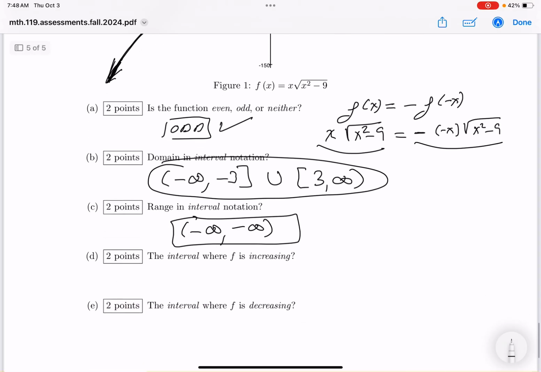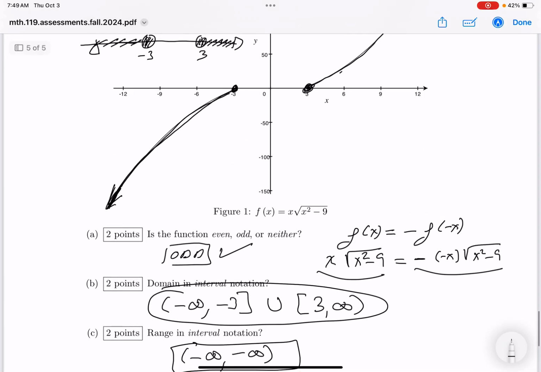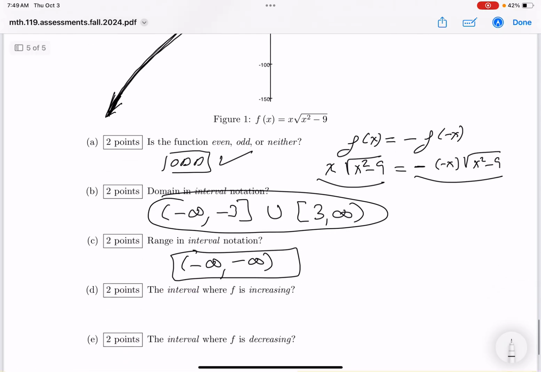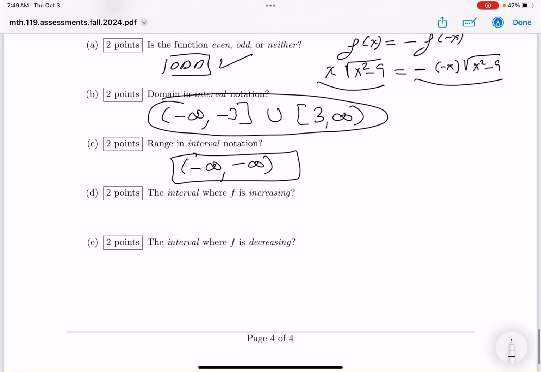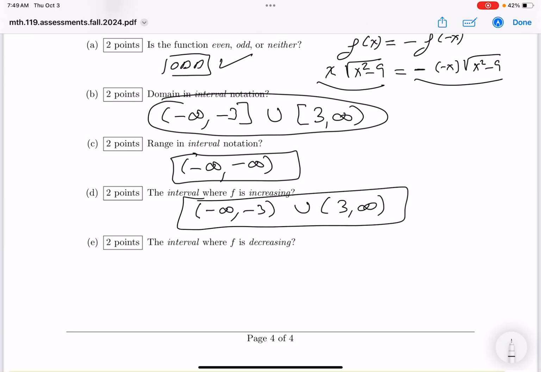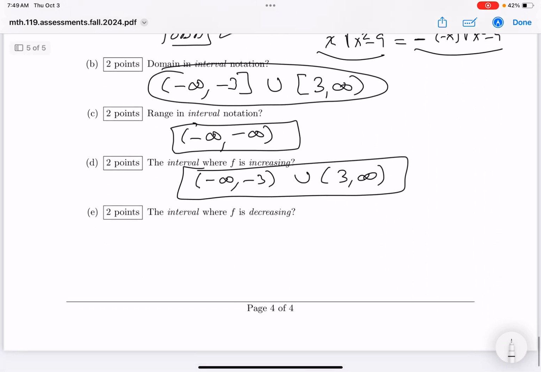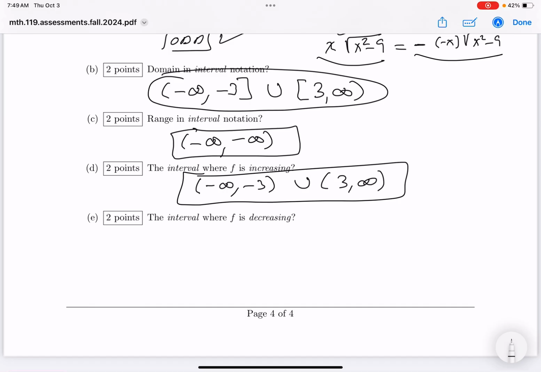Where are the intervals where it's increasing? Well, looking at it like this, it's increasing there, and it's increasing over here. What does that mean? As we move left to right, the graph is always moving up. So where's it moving up? From minus infinity up to minus 3, union 3 to infinity. All right, let's keep going. And the question is, the interval where f is decreasing. Well, looking at it, it's never decreasing. So you can say none, or it's never decreasing. I'm just going to say none.